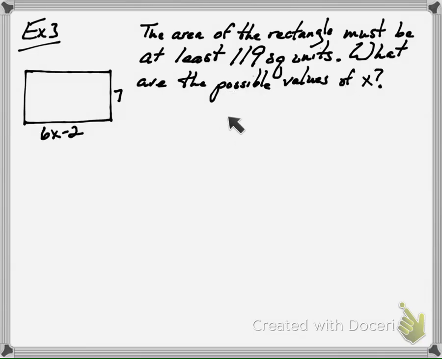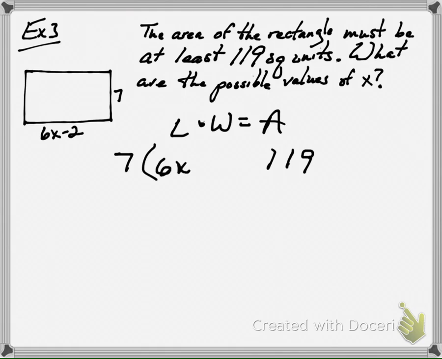So let me just start with, I know length times width equals area, and it gives me this 119 for my area, and I know my length and width are 7 and 6x minus 2, so I can kind of lock all that stuff in. And now I'm thinking it's got to be some sort of inequality sign in between them. So let's be careful here. It needs to be at least 119.